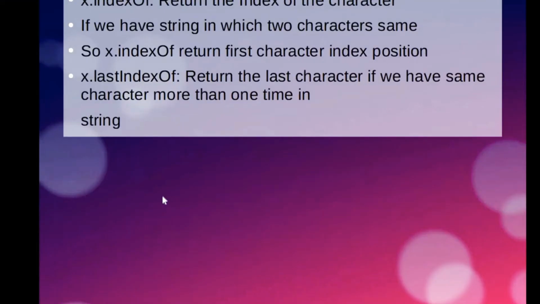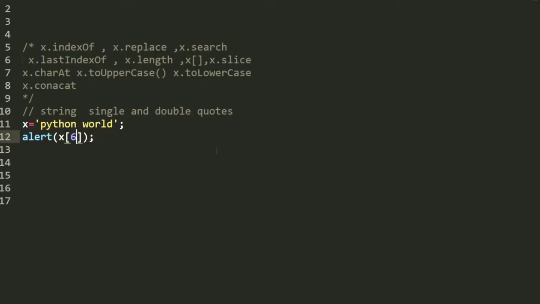Okay, so now we have the next method, and that is x.indexOf. It returns the index position of that character. Let me explain this concept. Say we have the Python example, "Python", and we use x.indexOf, and now we say which character we need.